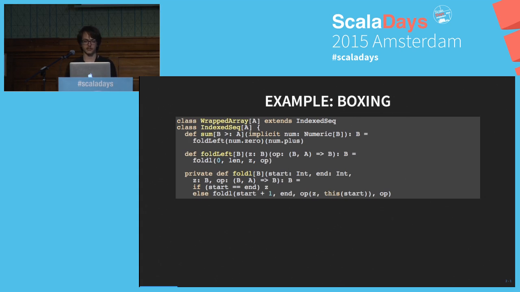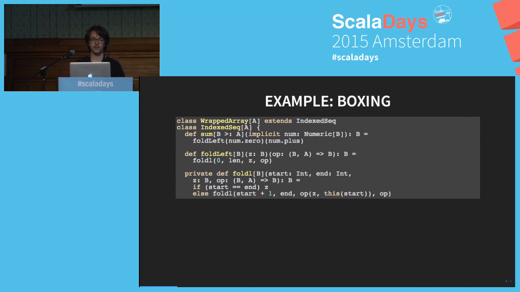The first one will be boxing. Let's say you have an array and you call a sum on it. An array of integers, just a normal array, which contains 1, 2, and 3. The first thing that's going to happen is this array is going to be converted to a wrapped array without you knowing. And then actual operations are implemented in the indexed sequence.